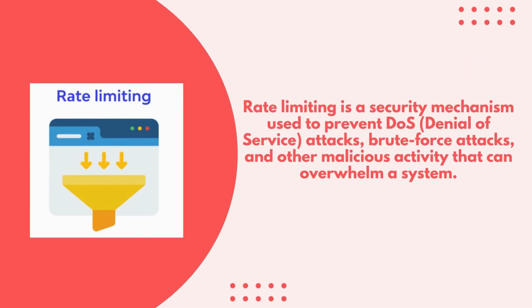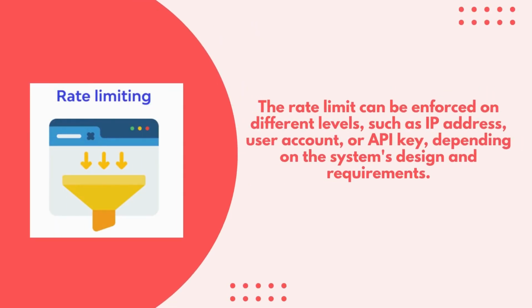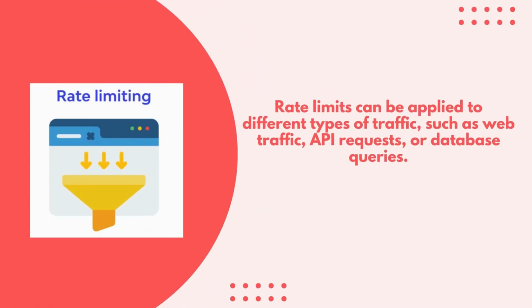Rate limiting is a security mechanism used to prevent denial of service (DoS) attacks, brute force attacks, and other malicious activity that can overwhelm a system. The rate limit can be enforced at different levels, such as IP address, user account, or API keys, depending on the system design and requirements. Rate limits can be applied to different types of traffic as well, such as web traffic, API traffic, and database queries.